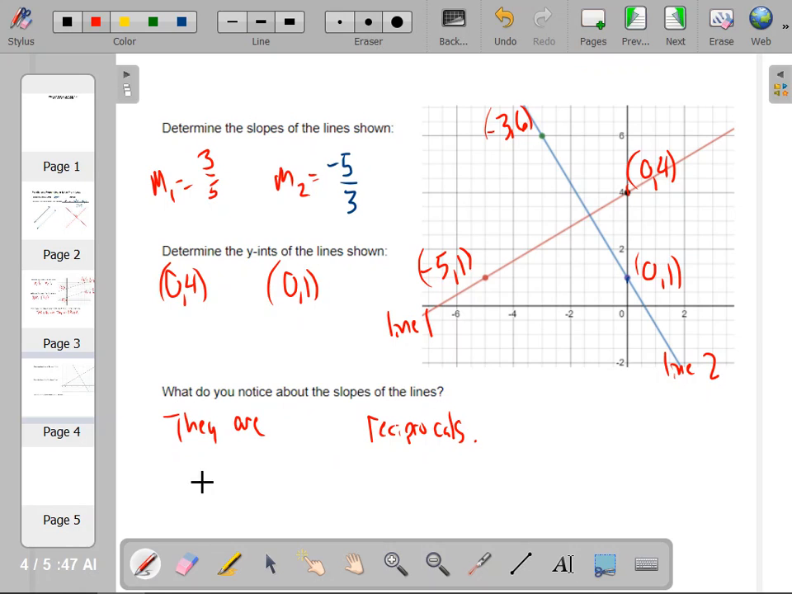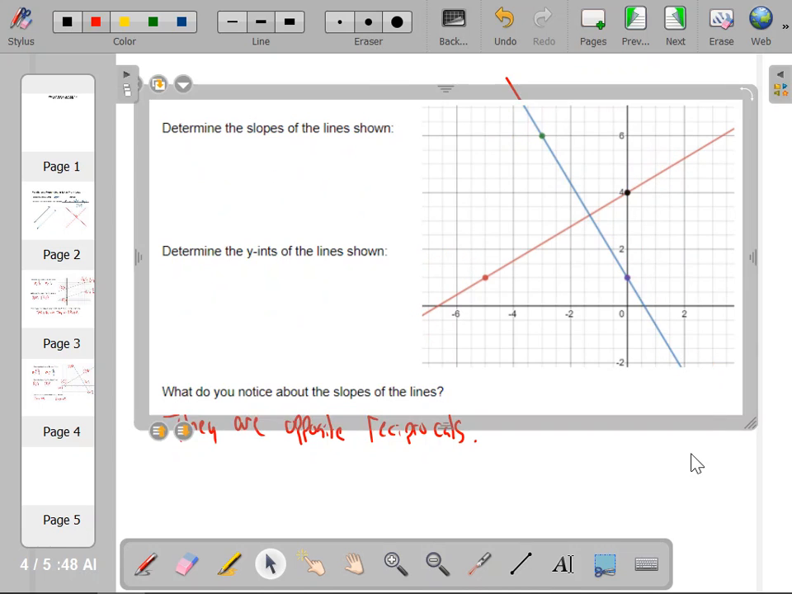But there's something else going on. 3/5 is a positive number, and -5/3 is a negative. So they're not just reciprocals, they're actually opposite reciprocals. Opposite means one is positive, one is negative. It doesn't matter which one is which, they have different signs. One is positive and one is negative. And then what's true about the y-intercepts? Nothing important. Nothing is noteworthy about the y-intercept when you're talking about perpendicular lines. They can have different y-intercepts, or they can have the same y-intercept.